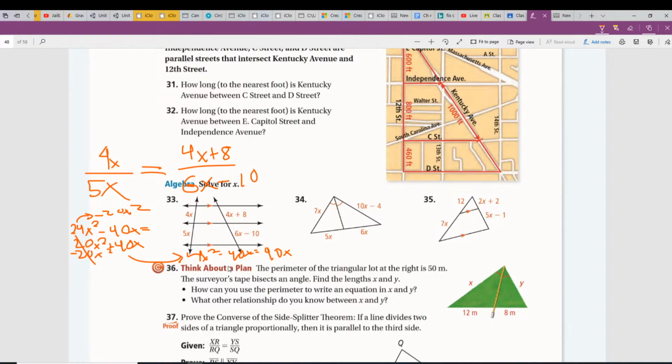So what we could do is, instead of adding 40x, we're going to subtract 40x to get the other side equal to 0. So now we have 4x squared minus 80x equals 0. Now we can easily factor this out and divide it by 4x.